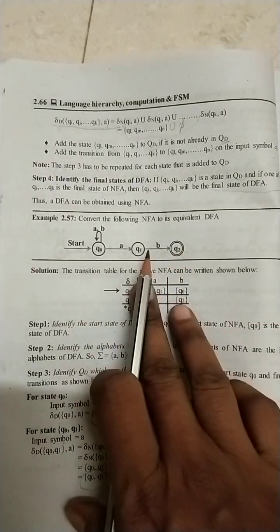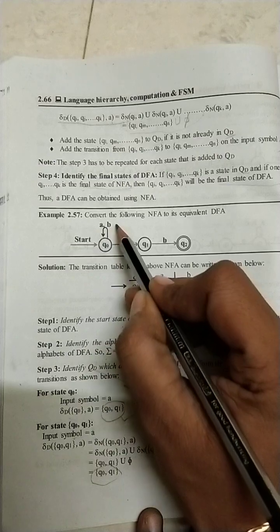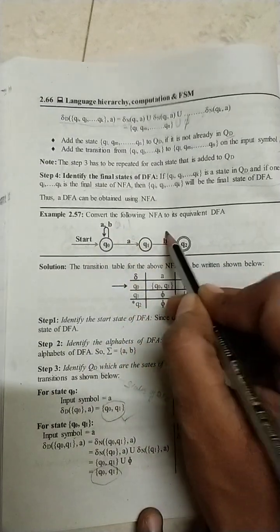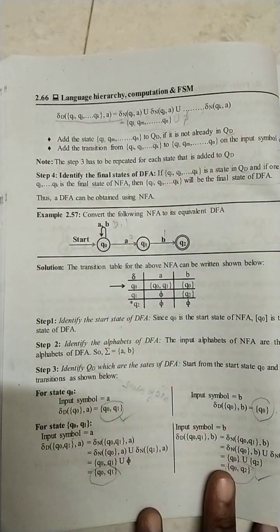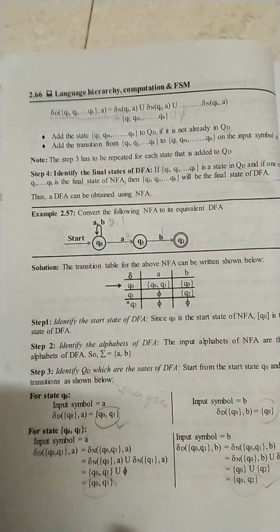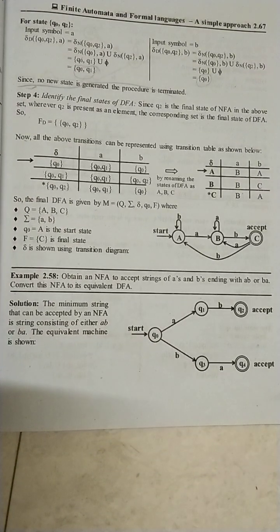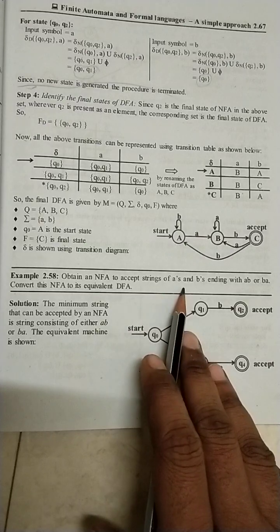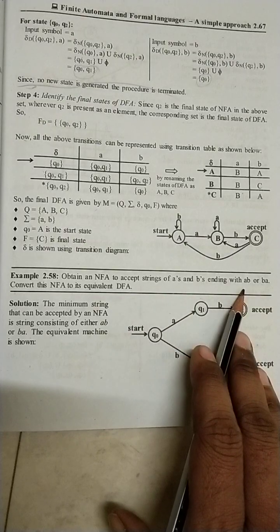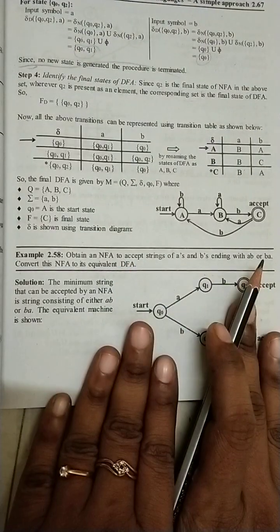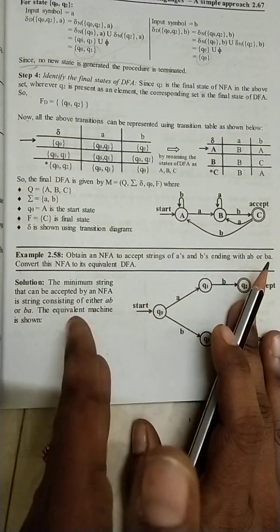This problem I have already solved, but it was with 0 and 1. It is there in the series. Now we'll learn another problem: obtain the NFA to accept strings of A's and B's ending with AB or BA. Okay, they just gave the question. First we have to design an NFA, then we have to find the equivalent DFA.